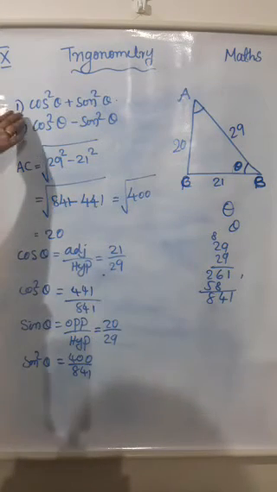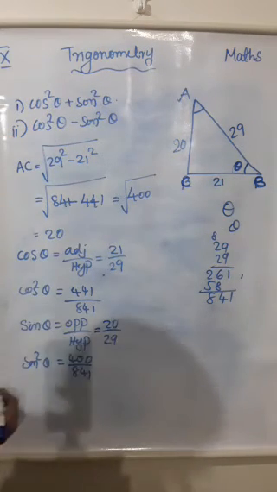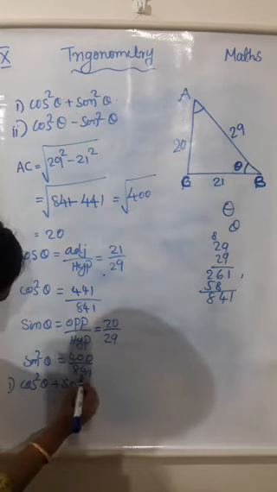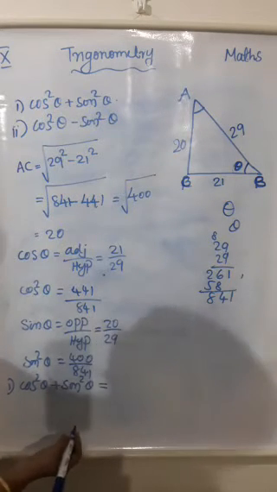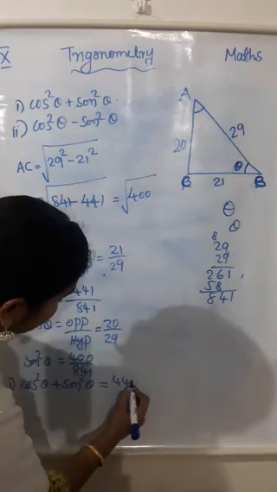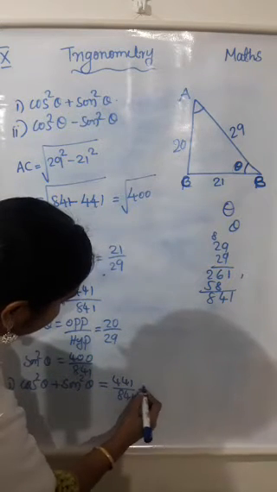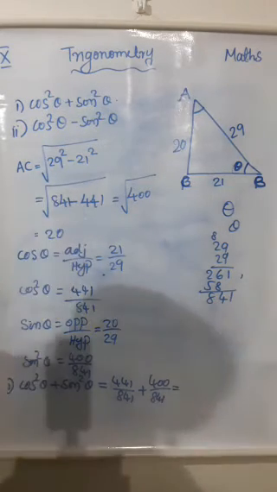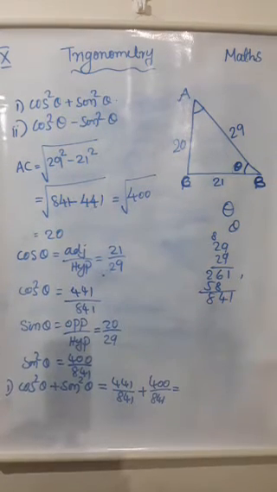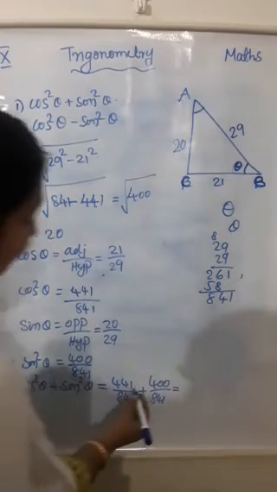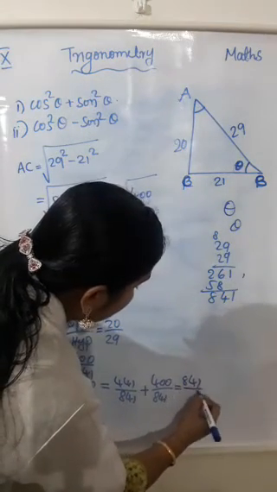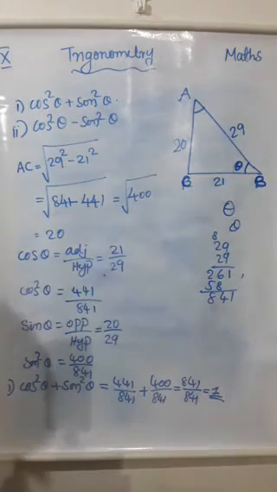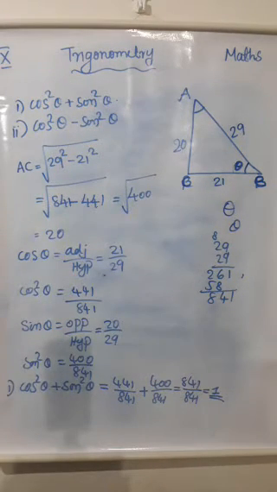In the first question, we need to find cos square theta plus sin square theta. So, cos square theta plus sin square theta is equal to 441 by 841 plus 400 by 841. 441 plus 400 is equal to 841. 841 by 841 is equal to 1. So we got cos square theta plus sin square theta equal to 1.